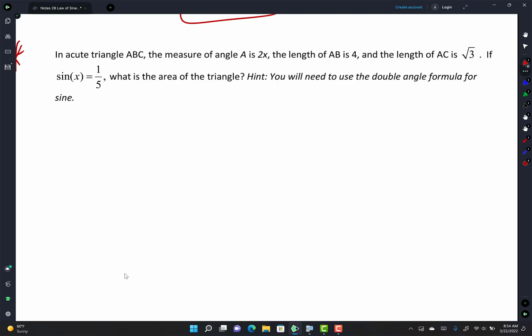All right. On an acute triangle ABC, the measure of angle A is 2x. The length of AB is 4, and the length of AC is square root of 3. If sine x equals 1/5, what is the area of the triangle? Not to scale. Let me draw a triangle.